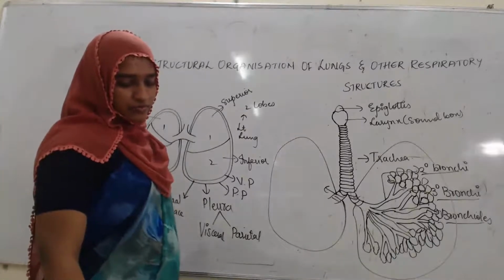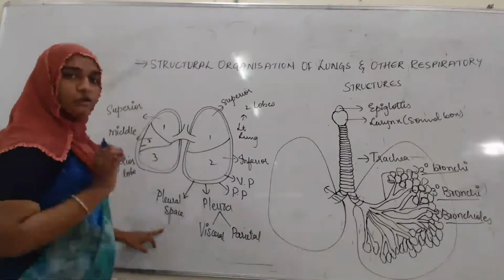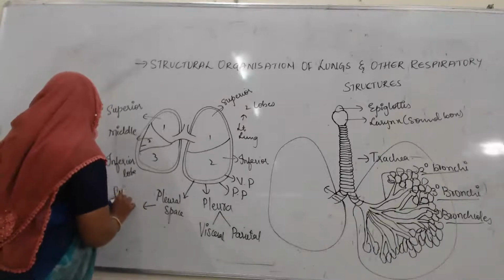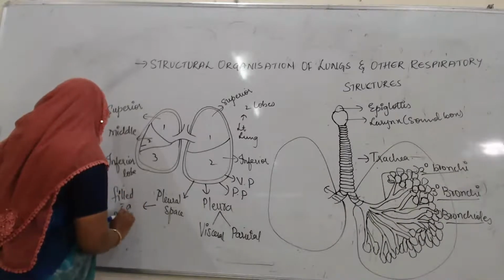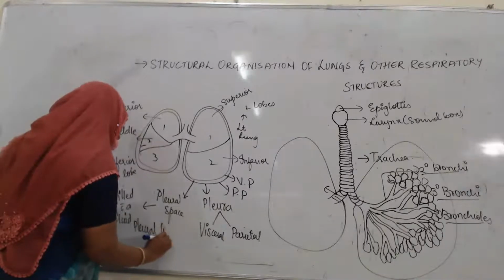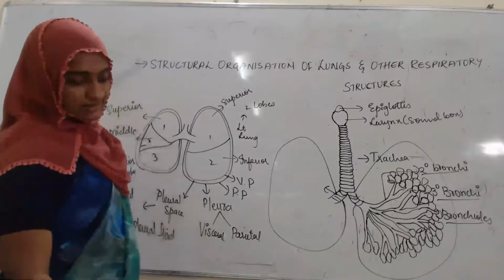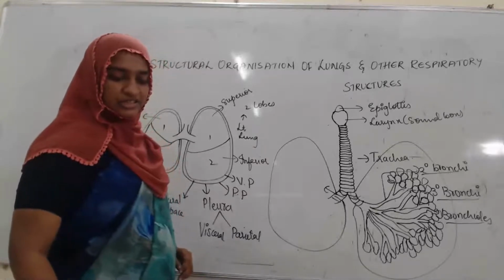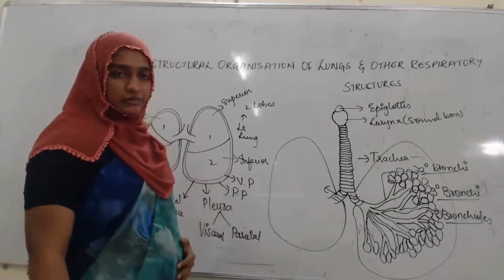Okay, so this pleural space is filled with a fluid, and that fluid is known as the pleural fluid. What is it known as? It is known as the pleural fluid. Such an organization helps the lungs to distend smoothly during inspiration and expiration.